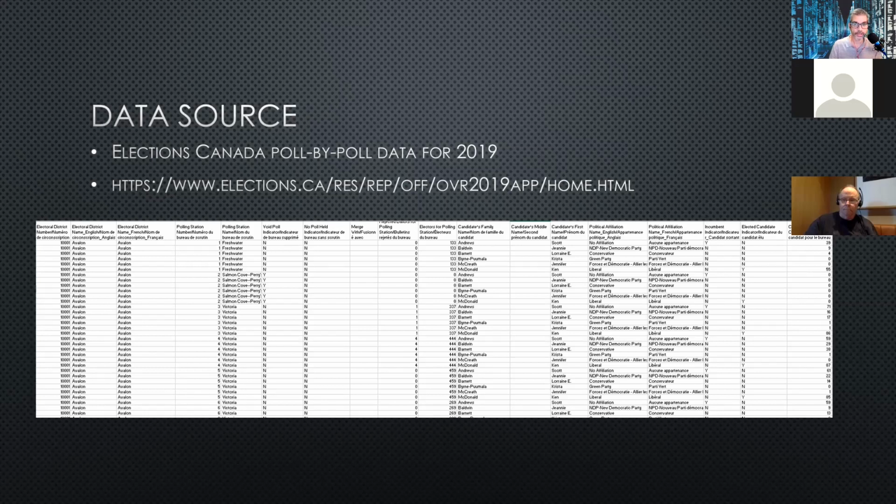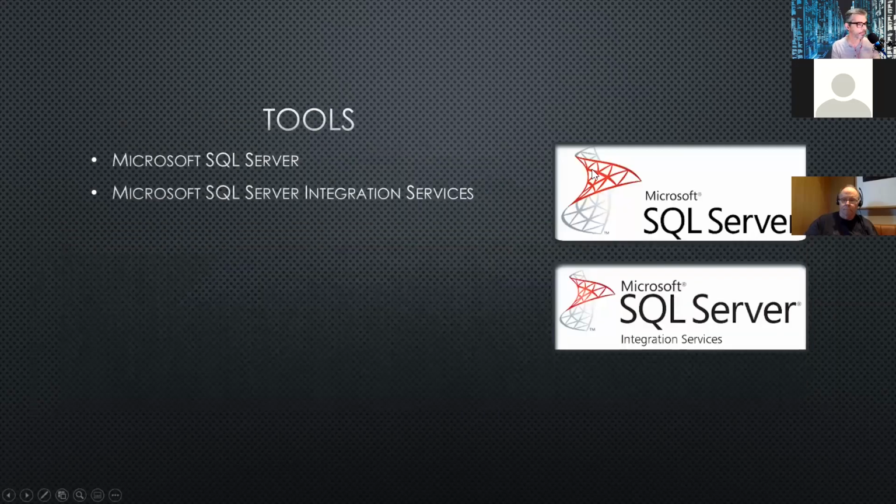So the work that I've done is to load 2015 and 2019 election results into a database. In a few months, when 2021 data is available, then I'll have the opportunity to load that as well. And then we'll be able to compare 3 elections worth of data all within the same tool. So that's the data source.